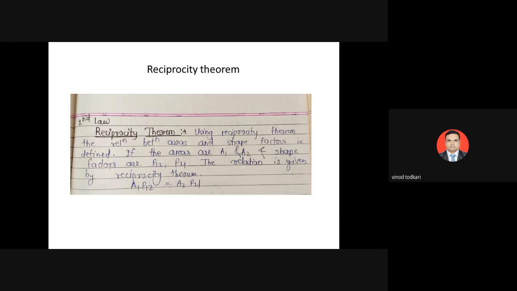Second is the reciprocity theorem. If there are two areas M and N, they are linked with the equation: area of M into view factor of M with respect to N will be equal to area of N into view factor of N with respect to M. So mathematically I can write it like Am Fmn is equal to An into Fnm. Or if I take a simple example, if the areas are A1 and A2, then I can write A1 F12 is equal to A2 F21. This theorem is called the reciprocity theorem, which links the view factors.